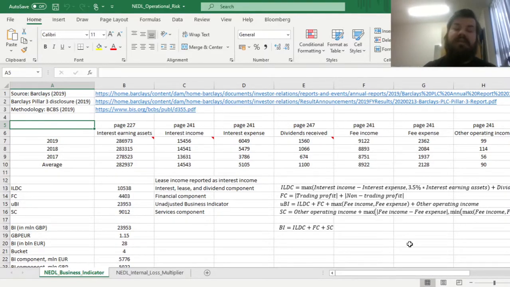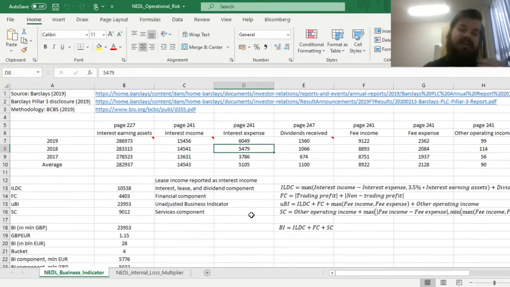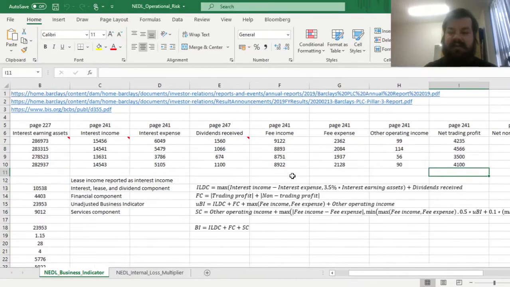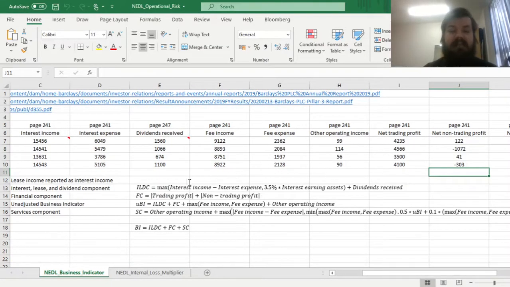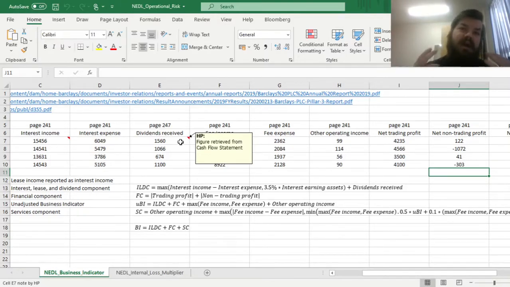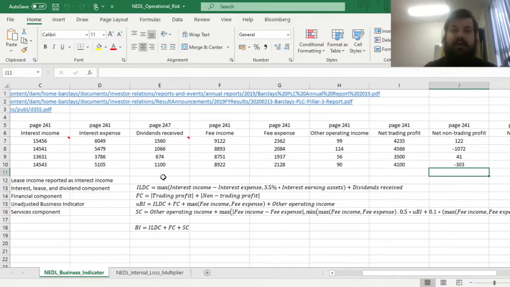And then we need to consider that the lease income component is actually, as per the International Financial Reporting Standards Barclays abides by, accurately reported within interest income and interest expense, so we don't need to worry about them in that case. And the dividend received, the dividend component, can be taken from page 247, which is the cash flow statement. At the end of the cash flow statement, Barclays does report how much in dividends it has received throughout the year. So that is also covered from quite basic disclosure elements. That's ILDC all over and done with.